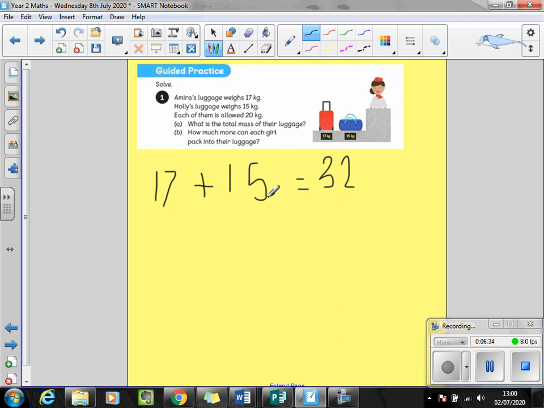Question B then, we want to know how much more can each girl pack into their luggage? Well, we need to read this piece of information here because we know now that each of them is allowed 20 kilograms.